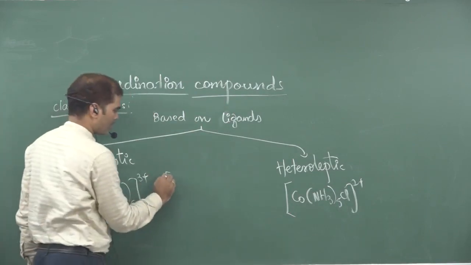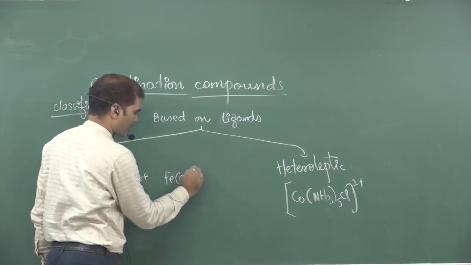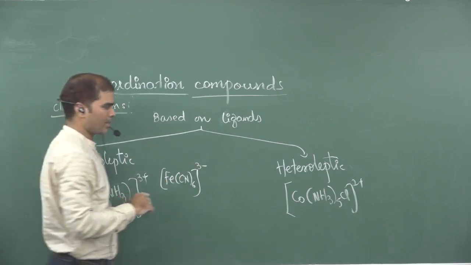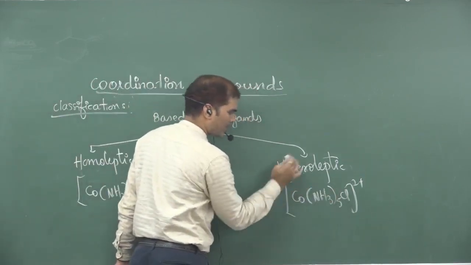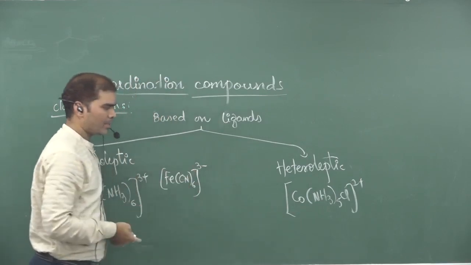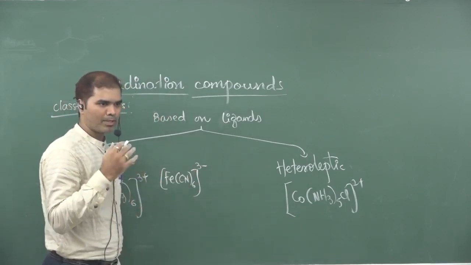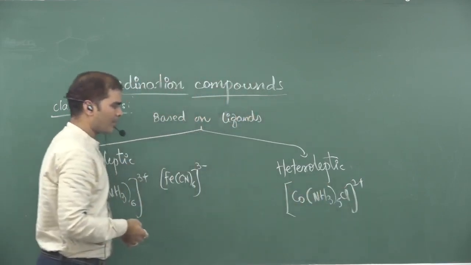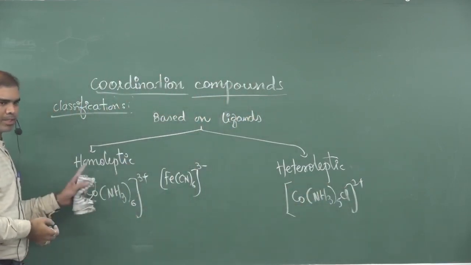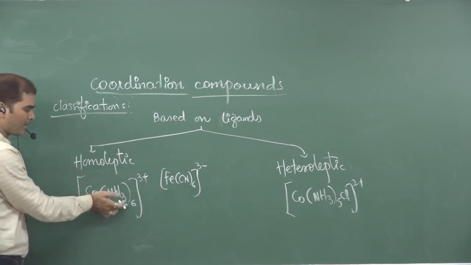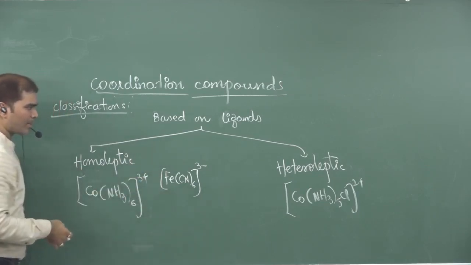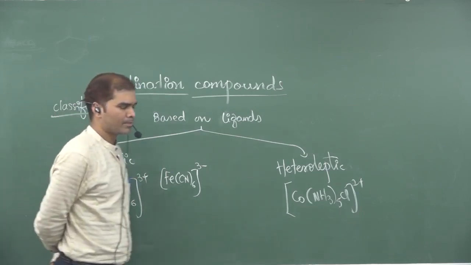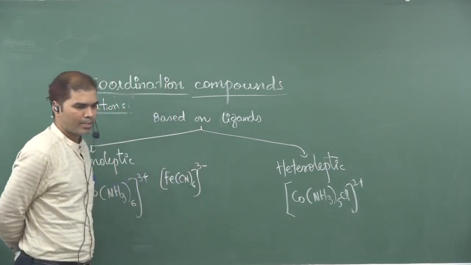I may choose [Fe(CN)6]3-. All ligands are same. It is a homoleptic complex. But if the ligands are different, we call it heteroleptic. It could be [Co(NH3)5Cl]2+, or some other complex where the ligands are different. Such different ligands you call heteroleptic. Same or identical ligands, whatever be the number, you call homoleptic. That is the classification based on ligands. Finished?